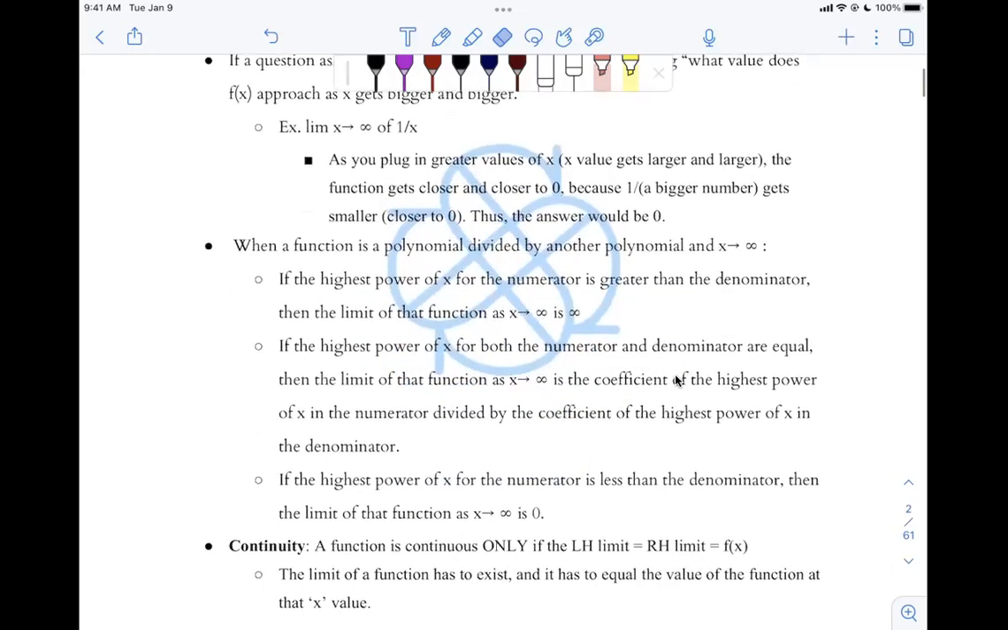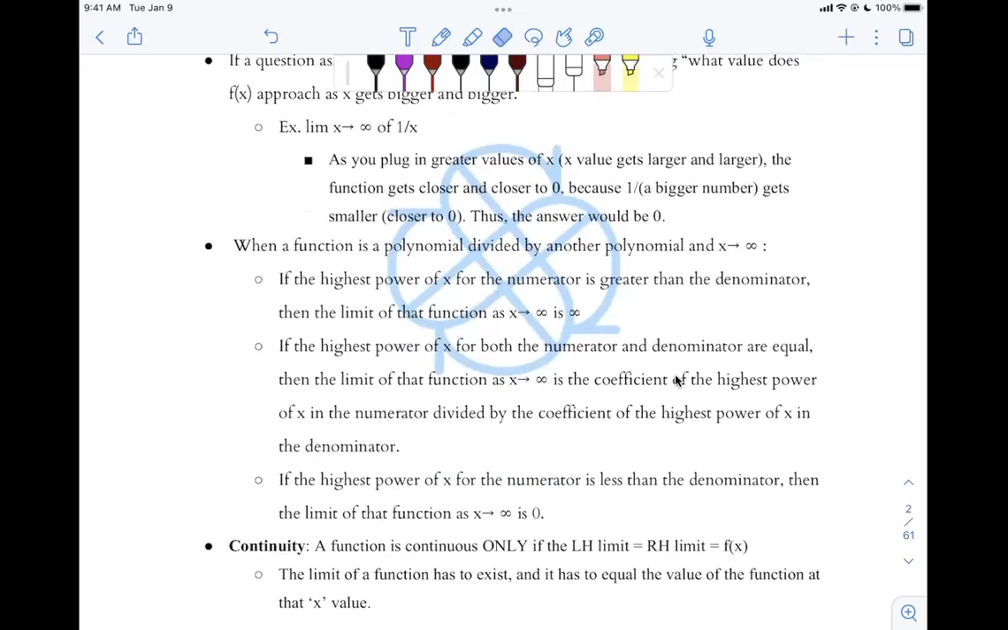For polynomials specifically, we just have to look at the leading coefficient to look at the end behavior. So as x goes to infinity, we're just going to look at whether the leading term is positive or negative. If it's positive, then the polynomial will go to plus infinity. If it's negative, the polynomial goes to minus infinity.